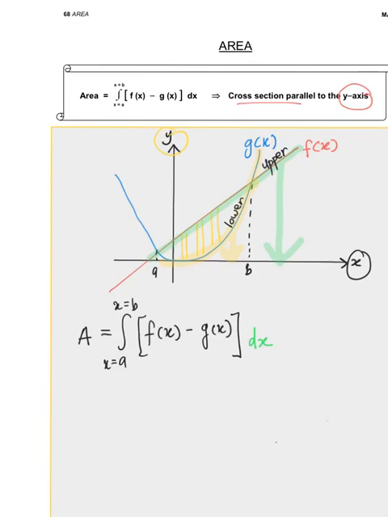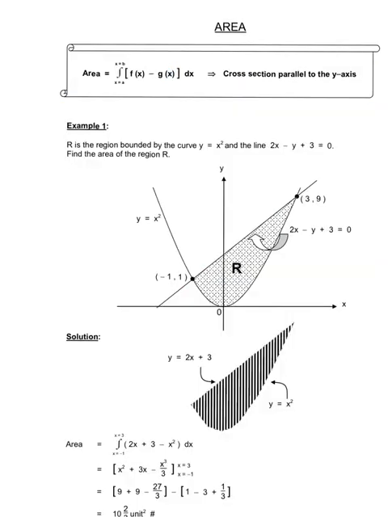If you refer to the formula stated in your textbook, it is the integration from A to B of f(x) minus g(x) with respect to x. This is the first formula that we are going to consider, and then we will continue with an example. Example 1: given R is the region bounded by the curve y equals x squared, our first curve, and the line 2x minus y plus 3 equals 0, also this line. Find the area of the region R.